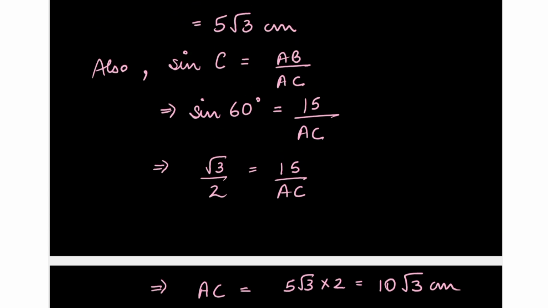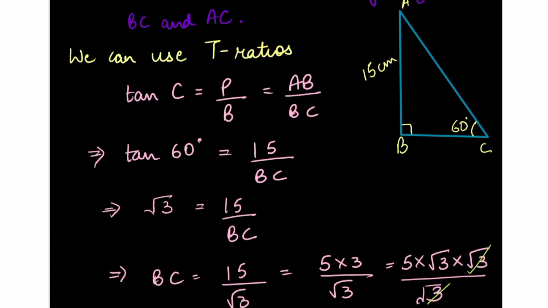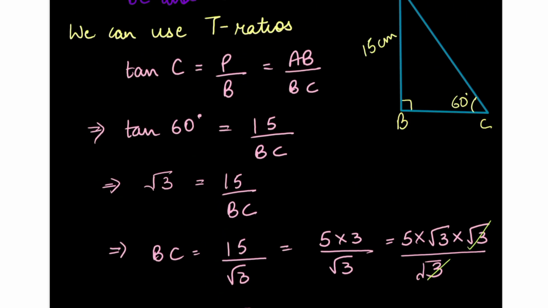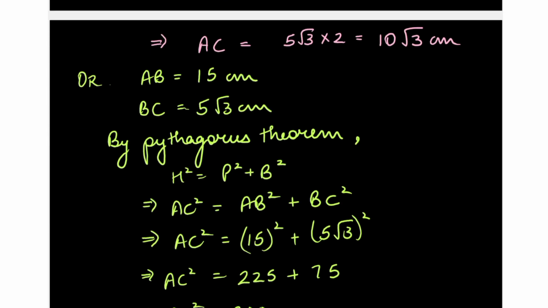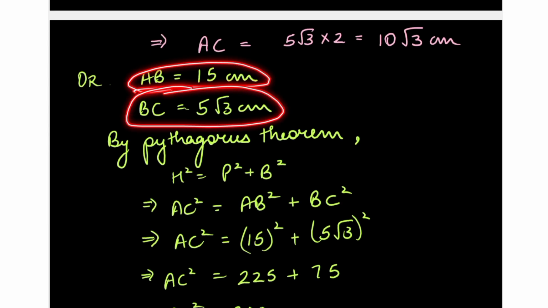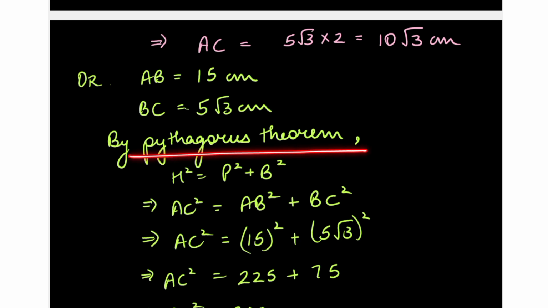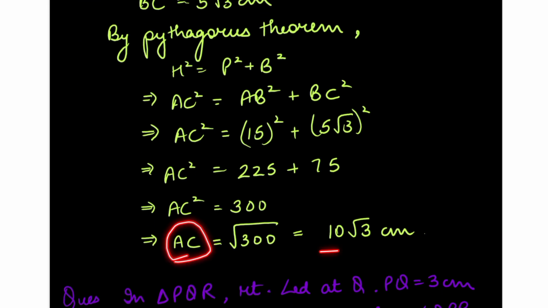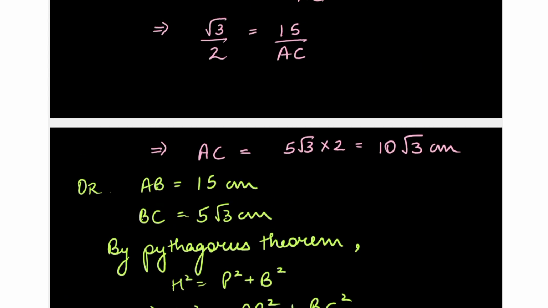There is one more alternative to do this. Suppose we get any one value, either BC or AC, with the help of these trigonometric ratios, we can find the third side with the help of Pythagoras theorem. Now we have found BC. So let us put AB is 15 centimeters, BC is 5 root 3 centimeters. By Pythagoras theorem, we can find the value of AC, that is the hypotenuse. Solving this also, we get the same value for AC, that is 10 root 3 centimeters, which we were getting with respect to the trigonometric ratio also.